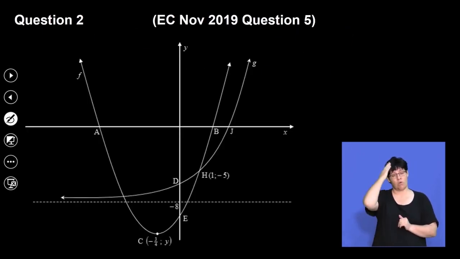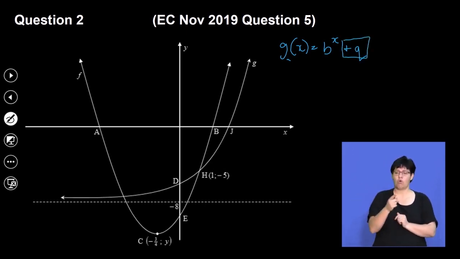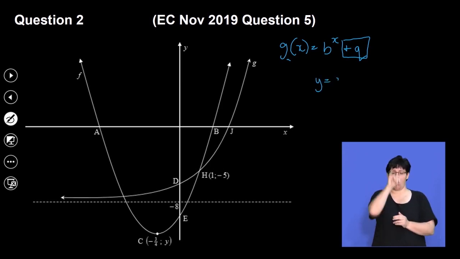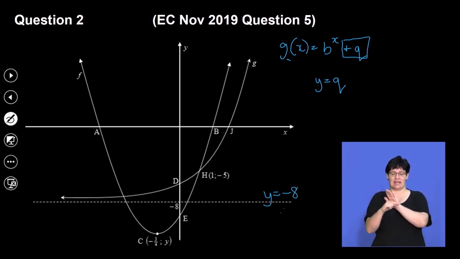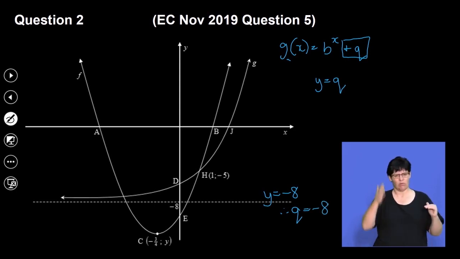We were told that g of x is equal to b to the power of x plus q. So there's q, and it tells us about the horizontal asymptote of this exponential equation. y equals q is always the equation of the horizontal asymptote. We can see that the horizontal asymptote has the equation y equals -8. Therefore, q must also be equal to -8. So if you know the horizontal asymptote, you can definitely get the value of q.